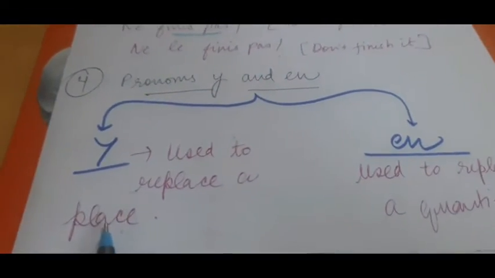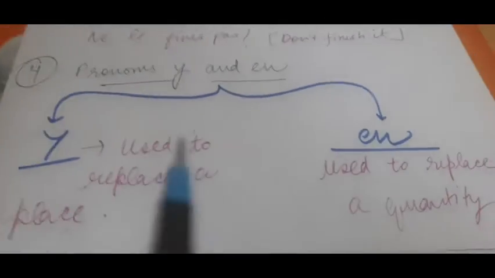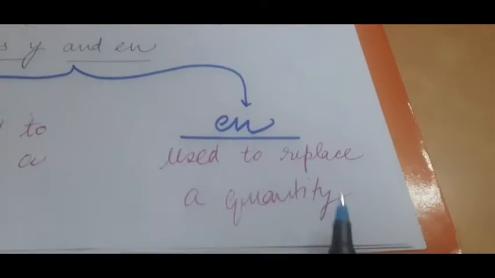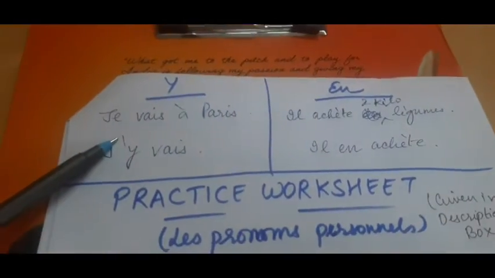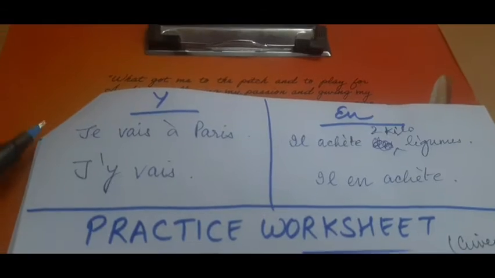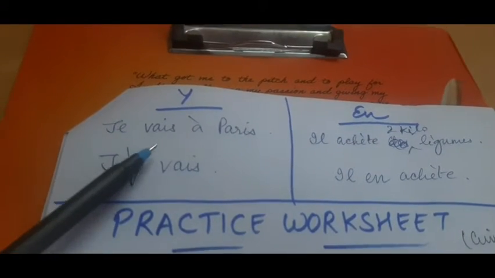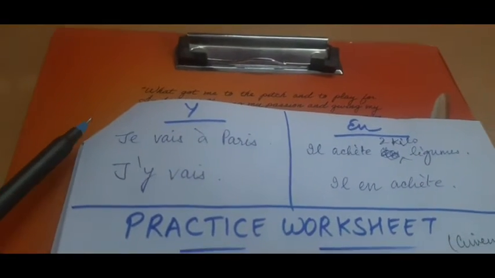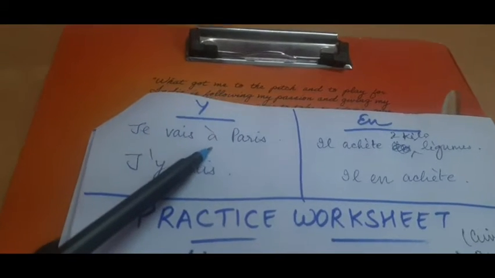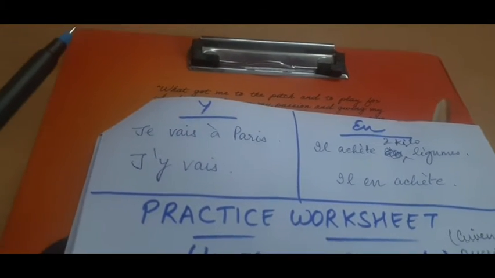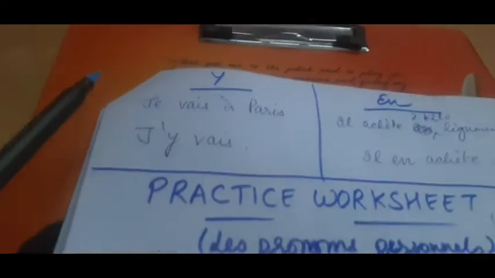Pronoun y is used to replace a place where you're going, let's say market, beach, park or other such places. Whereas en is used to replace a quantity, like a kilo of apples or whatsoever related to that. I am taking an example for pronoun y. I have a sentence, je vais à Paris. So Paris is after a preposition which is indicating a place, so we'll be using pronoun y. It will be placed before the verb. That will give us j'y vais.